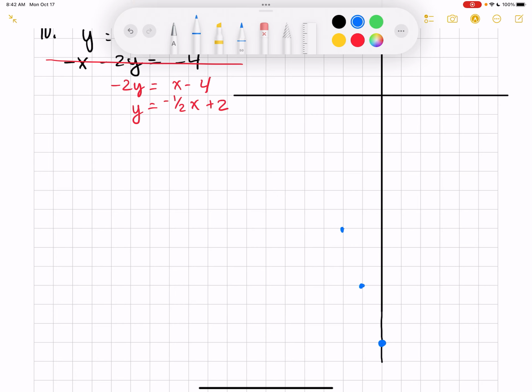And I know a lot of times we say, just graph 3 points and then connect the dots. I don't do that with these ones because I want to make sure that my stuff is lined up exactly.